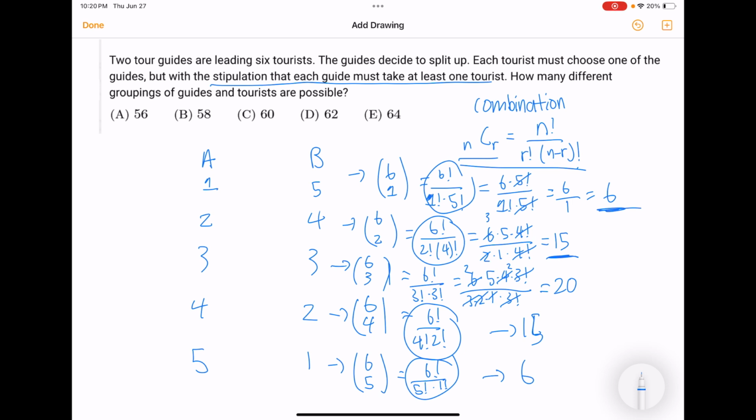And so these are all of the different ways, and all we have to do now is just add them up. We would get 6 plus 15 plus 20 plus 15 plus 6. And so this would give us 62. So the answer would be D, 62.